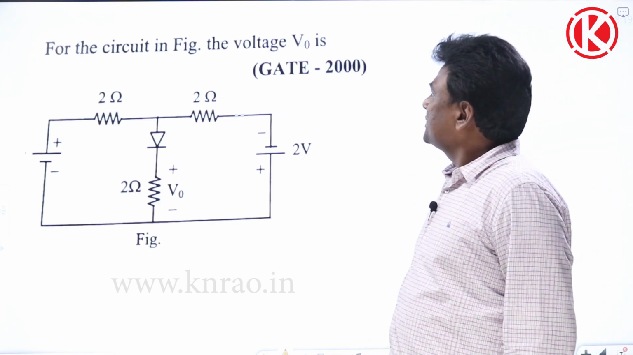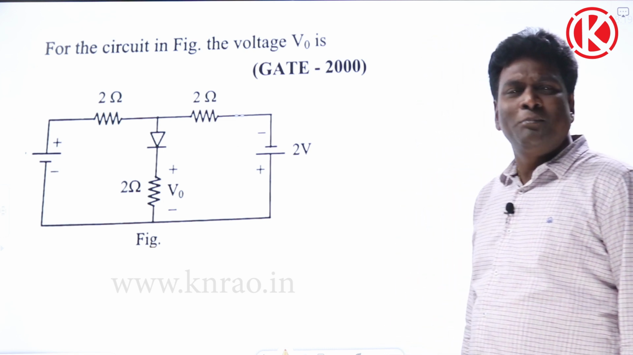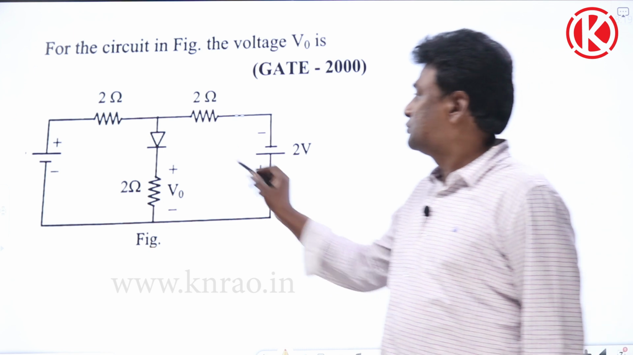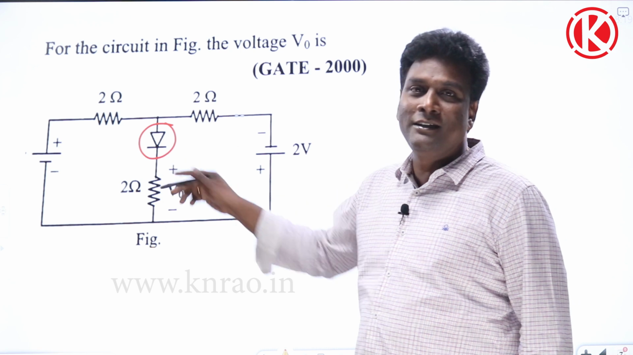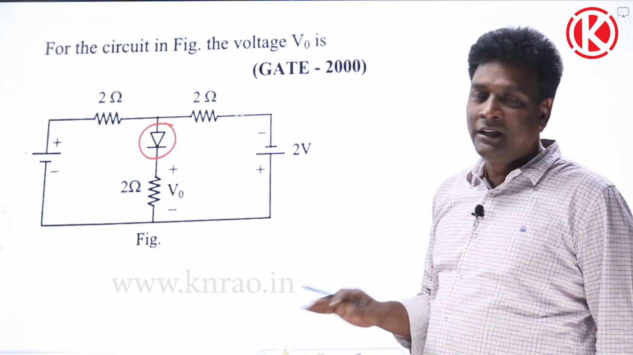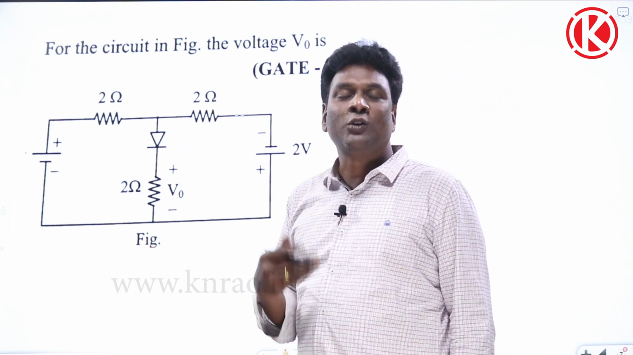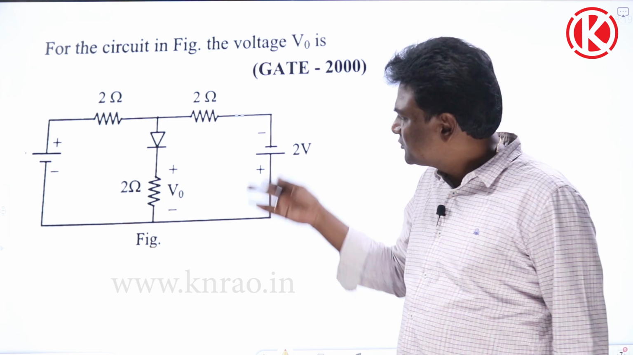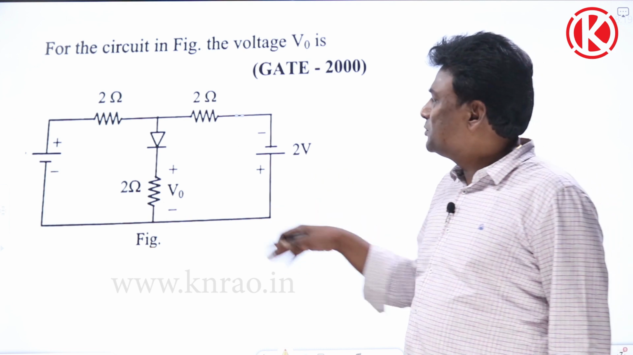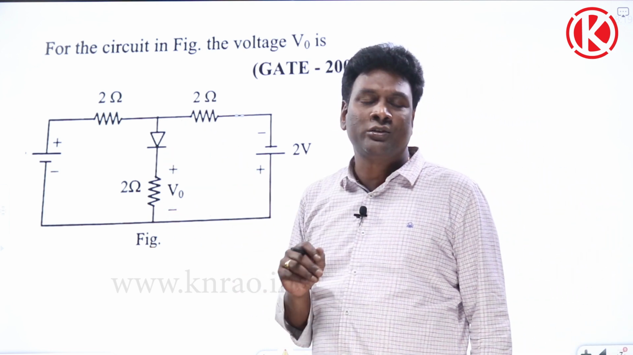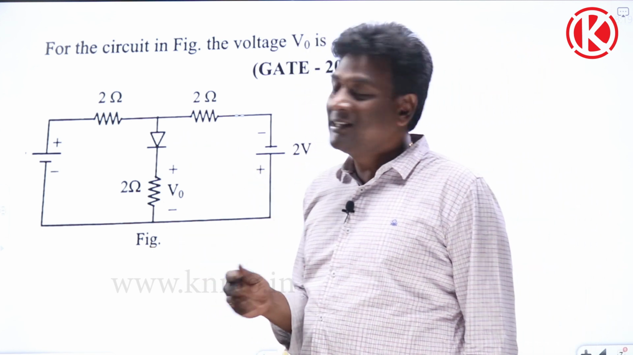Now take this, for the circuit in figure. Okay, something like this. Can I apply superposition theorem? Non-linear. Okay, so the moment it is non-linear, we are not supposed to apply superposition theorem. Now, first of all, we should understand whether this particular diode is in forward bias region or reverse bias region. If it is forward bias, we assume it will behave like a short circuit, otherwise it will behave like an open circuit, right?